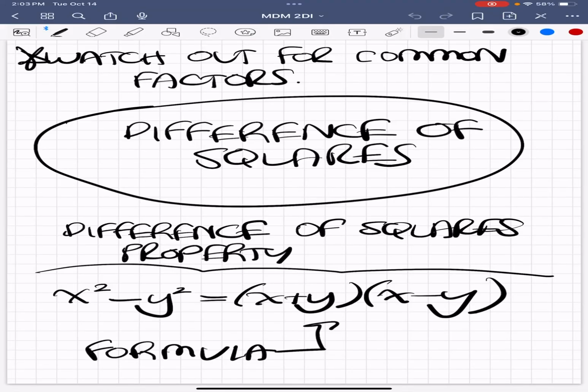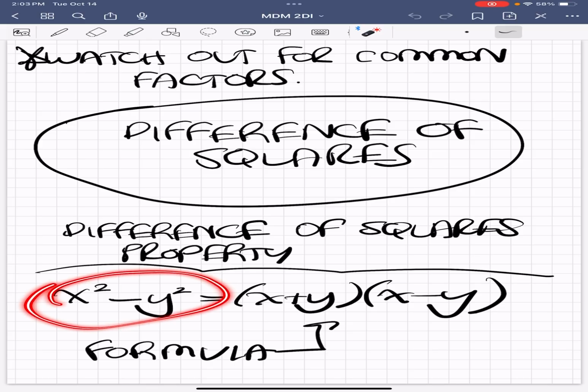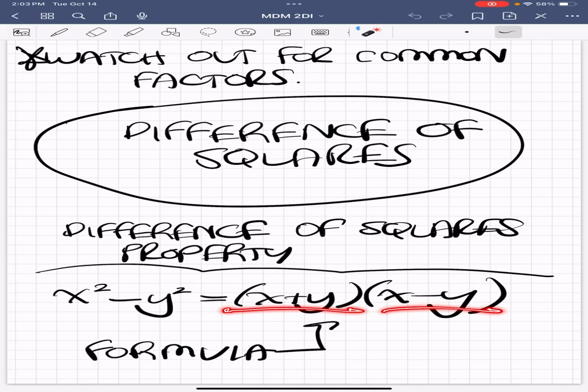So today we're going to be doing difference of squares, and we're going to need to watch out for common factors when we're factoring difference of squares. And then we have the difference of squares property, aka the formula for difference of squares. So we have x squared minus y squared would be (x plus y) and (x minus y). So this is the formula basically.